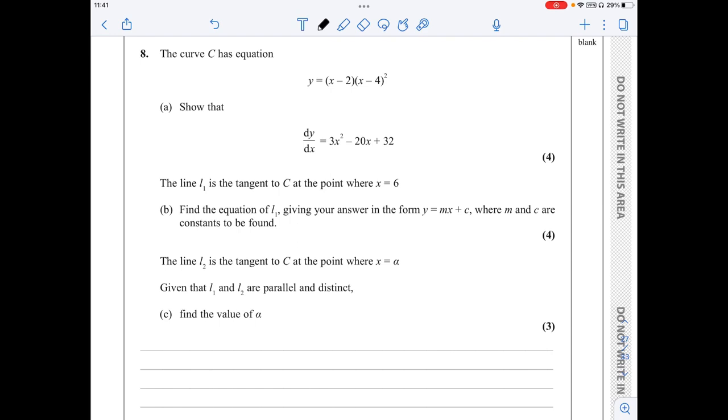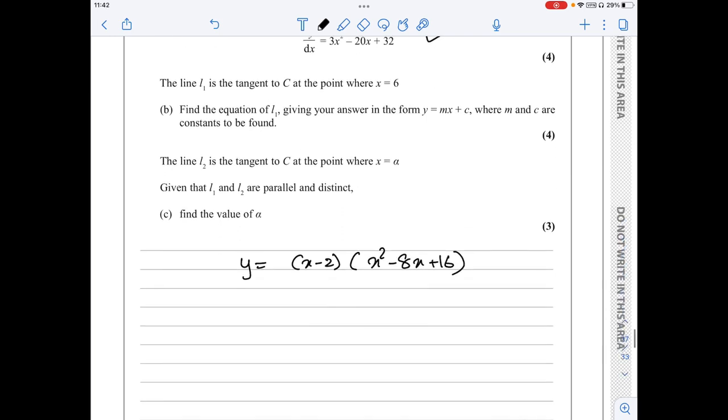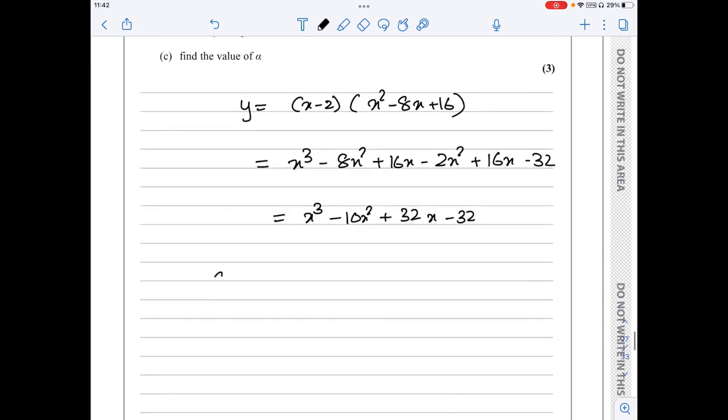Coming to question number 8, the curve has an equation y equal to (x minus 2) times (x minus 4) whole square. So dy by dx equals to... So y equals to, expand first, (x minus 2) times (x square minus 8x plus 16). Further simplify it, it becomes x cube minus 8x square plus 16x minus 2x square plus 16x minus 32. So it becomes x cube minus 10x square plus 32x minus 32. So what does dy by dx become? 3x square minus 20x plus 32.